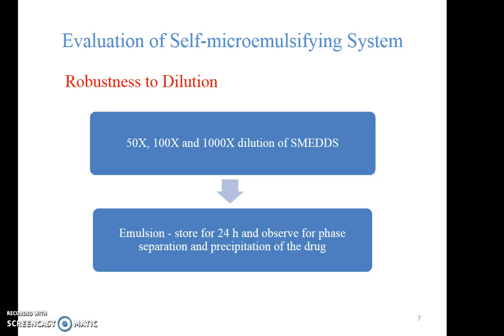Third test is related to the robustness of the resultant emulsions to dilution. Here we need to dilute the resultant emulsion to 50, 100 and 1000 times, and then we need to store the emulsion for 24 hours, and then again we observe it for phase separation and precipitation of the drug. If it shows any type of precipitation of the drug, that means it is not a robust formulation.